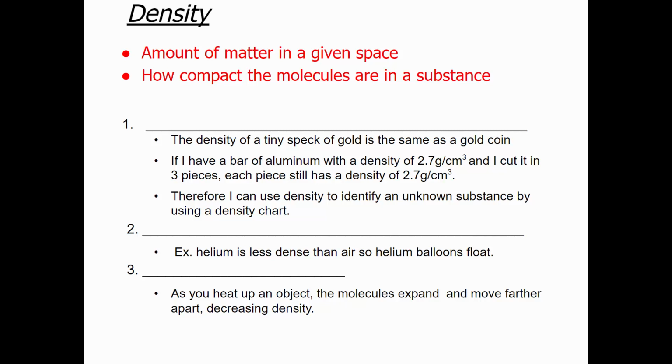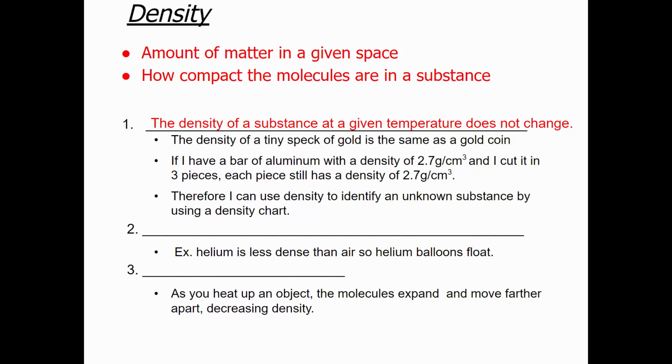Some substances, the molecules are very compact. There's not a lot of space between molecules, and therefore, they have what kind of density? A high density. Other molecules, there's a lot of empty space between them. They have a much lower density. So it's the amount of matter in a given space.